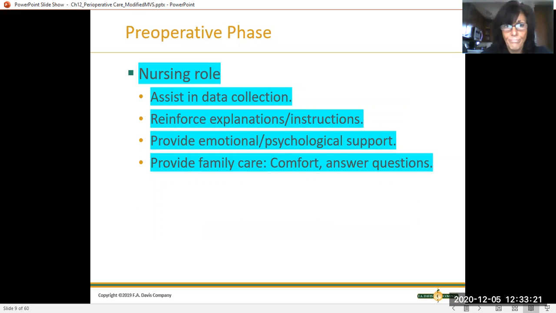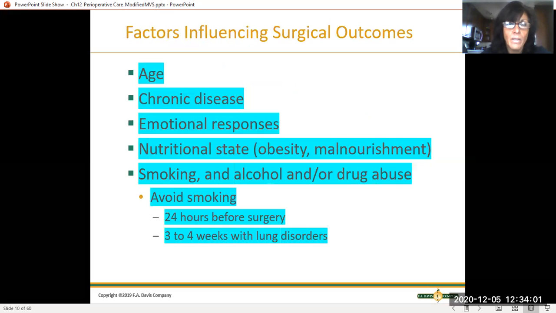So what's the nurse's job? What do you have to do? So preoperatively, you're going to help with data collection. You're going to help to reinforce instructions. You're not responsible for explaining to the patient what they're going to have done. That's the doctor's or the surgeon's job. But you will reinforce those instructions. You will provide emotional support, psychological support. You'll help gather the data that's needed for things like the pre-op checklist, which we're going to look at next. And you also help provide family care, comforting the family, answering questions possibly, or possibly referring questions on to the surgeon, depending on the level of questions.